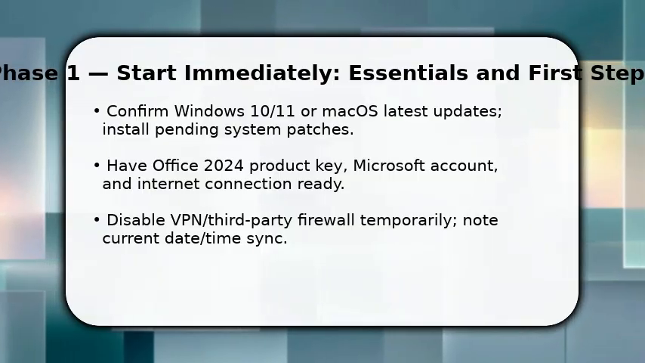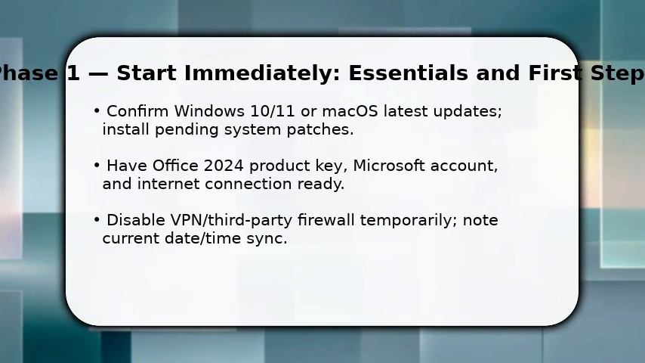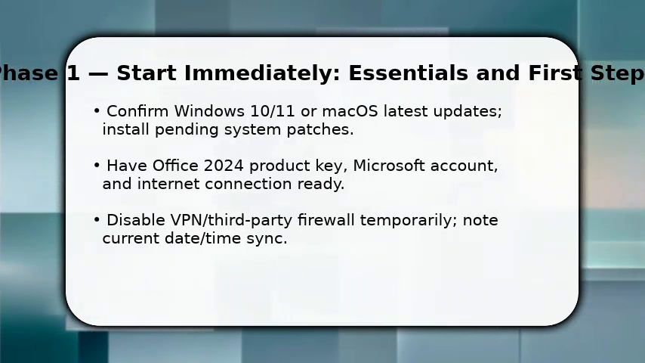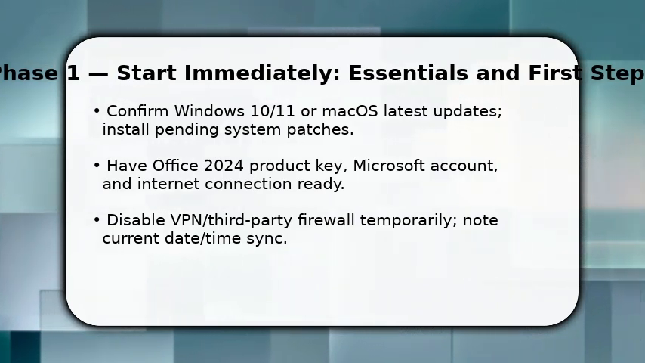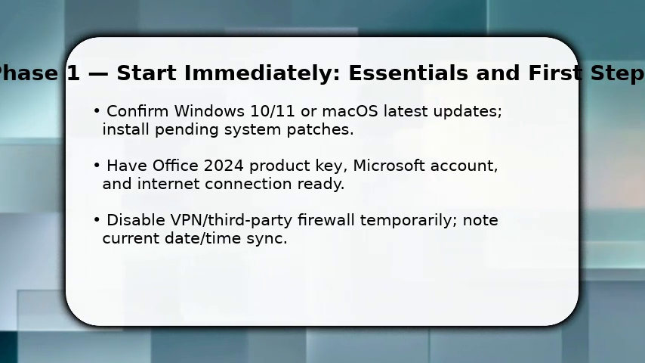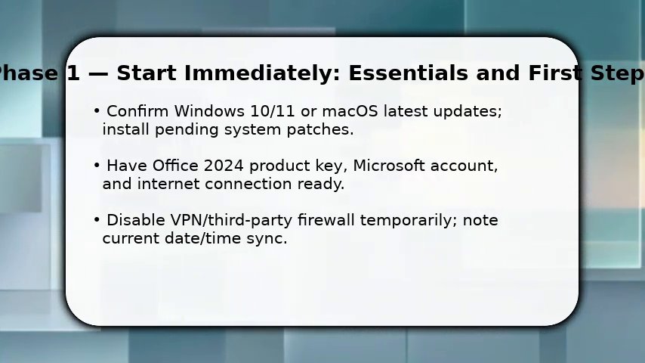You start by confirming the essentials. Sign into the Microsoft account tied to Office and ensure Windows or macOS is fully updated so activation services can reach servers. Once done, open any Office app and choose File, Account to check the current activation state.